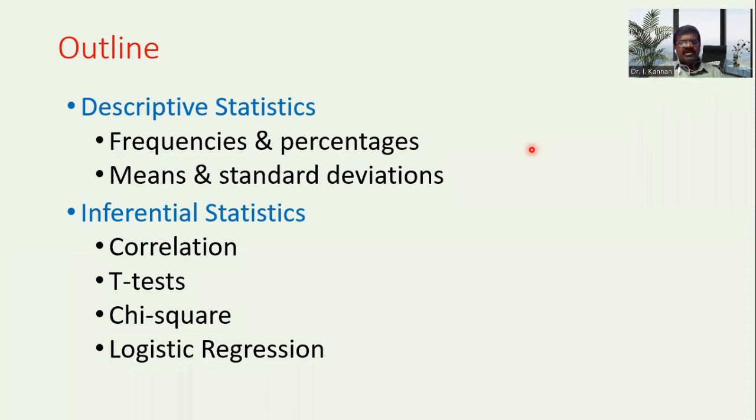As far as the important inferential statistics are concerned, we have the correlation studies, the correlation statistics. Then we have a very popular test called the t-test, the student t-test. Then you have the chi-square, and logistic regression is also nowadays gaining a very important place in biomedical research.